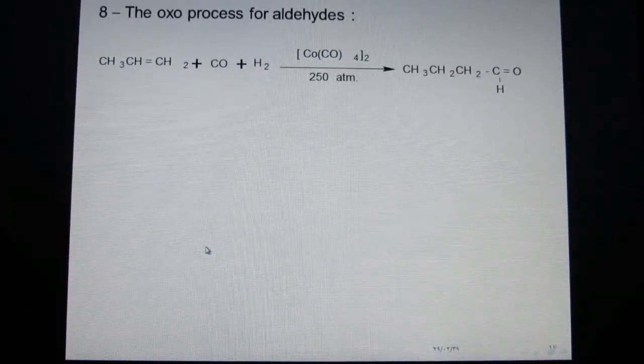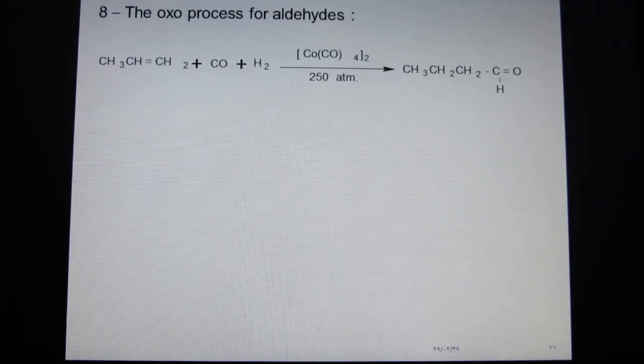This is the last method of preparing aldehydes and ketones, and it is special for aldehydes and we didn't take it before. What we do, we take propene in presence of carbon monoxide and hydrogen, and at 200 degrees in presence of catalyst and 250 atmospheres, it will give me aldehyde. This method, the oxo process, is a special method for preparing aldehydes.